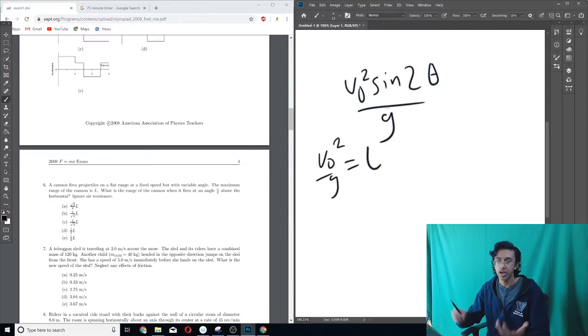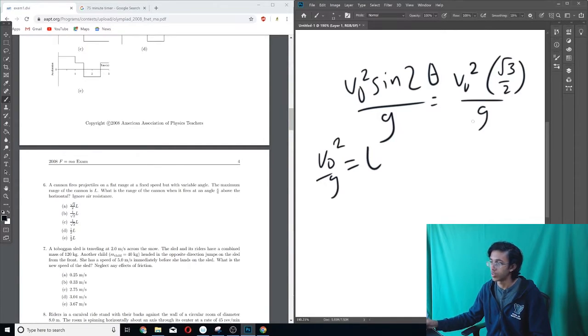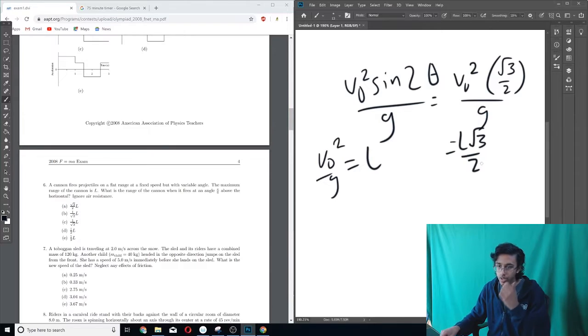And then we want to find what it is when theta is equal to pi over 6. So if we plug in pi over 6 to this, we get v0 squared times sine of pi over 3, which is just root 3 over 2, and then over g. And then v0 squared over g we know is L, so just L root 3 over 2. Alright, the answer then is A.